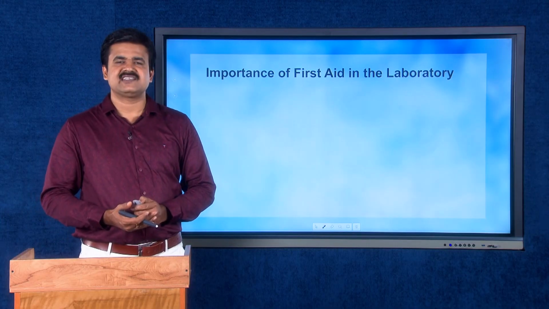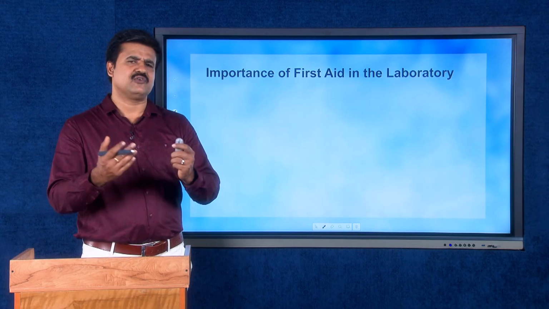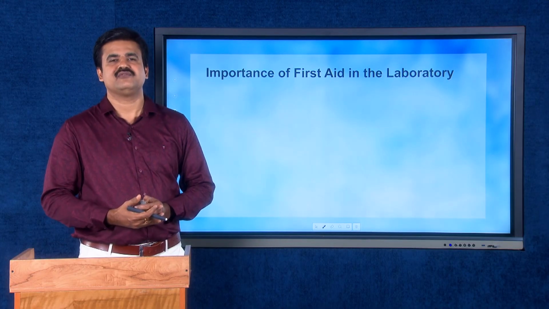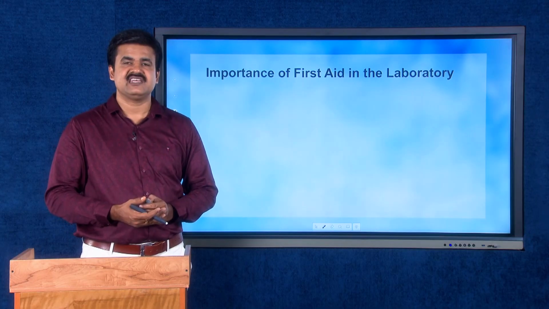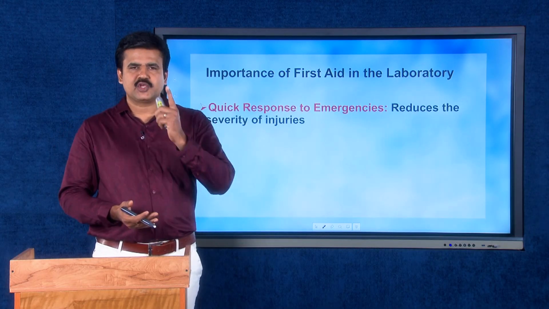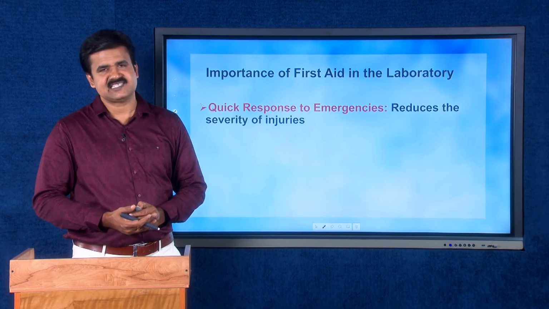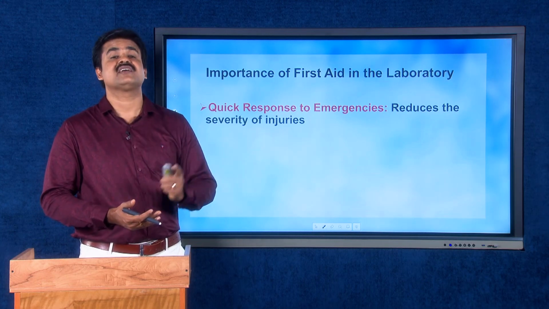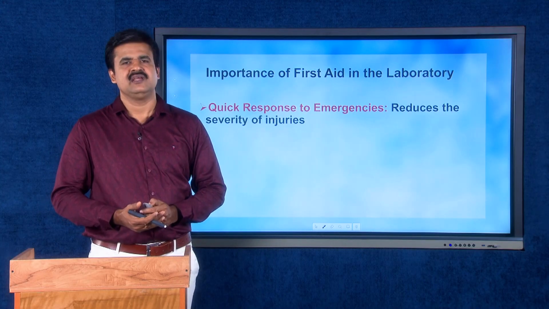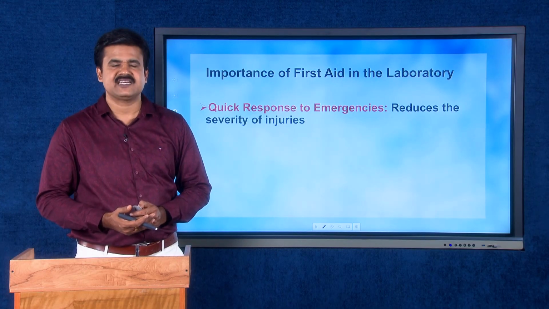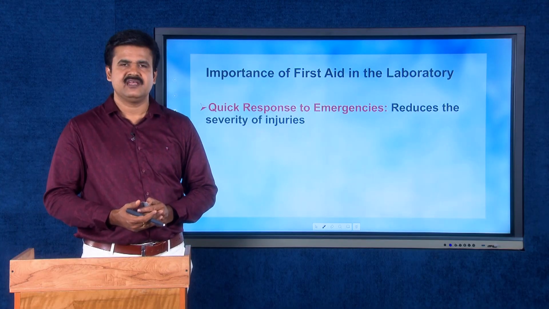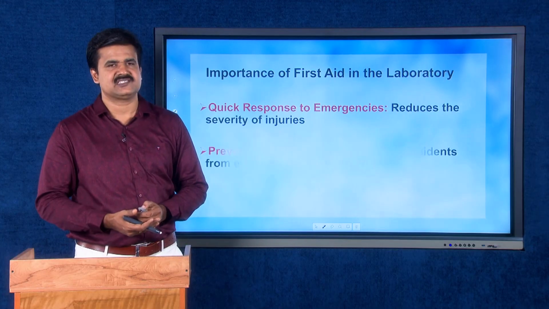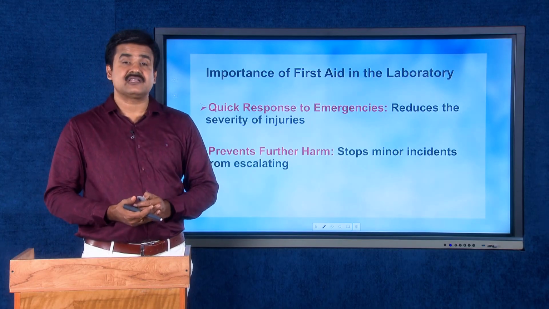Importance of first aid in the laboratory. We are now focusing on the important features or the significance of first aid whenever we are working in a laboratory. Quick response to emergencies: this first aid reduces the severity of injuries. If we are not giving first aid during an injury, then it may spread or it may lead to severe complications.